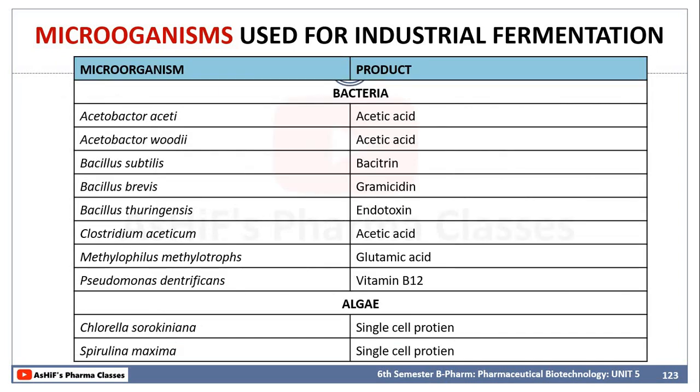We have already studied the different applications of microorganisms in industry in third semester B.Pharm, Pharmaceutical Microbiology. Some examples are Acetobacter aceti for the production of acetic acid, Bacillus subtilis for bacitracin, Clostridium aceticum for acetic acid, Methylotrophs for glutamic acid, Pseudomonas denitrificans for vitamin B12, then algae like Chlorella sorokiniana for single cell proteins.